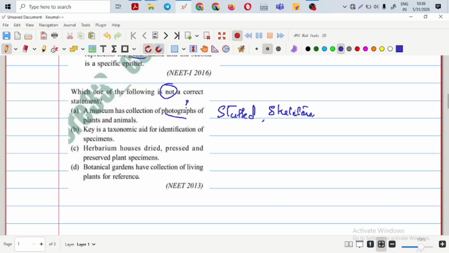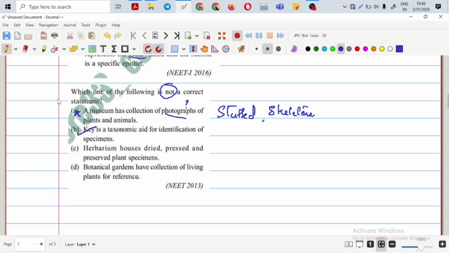Then a lot of animals or plants preservations can be there. So it is false, right? Okay. Without jumping into the answer, we can also go to the other options. Key is a taxonomic aid for identification of specimens. That is true.